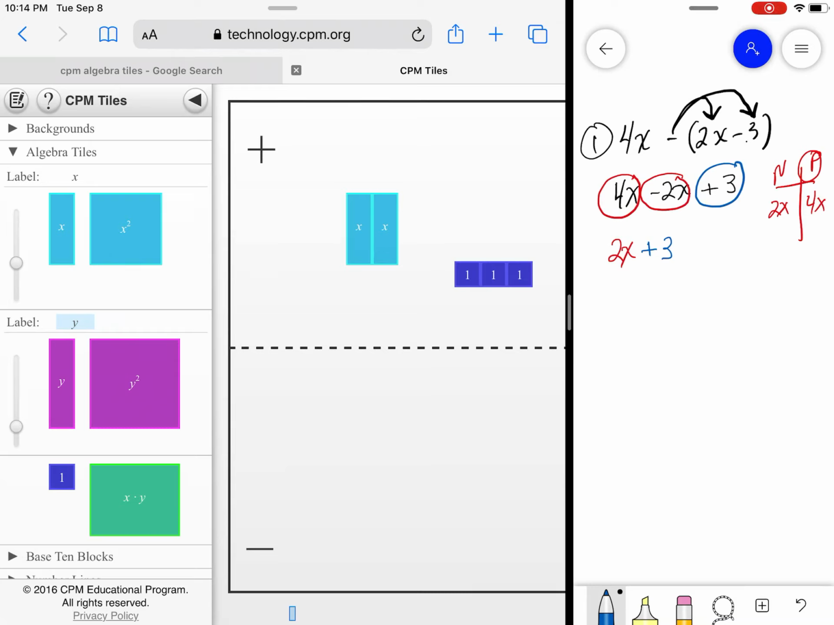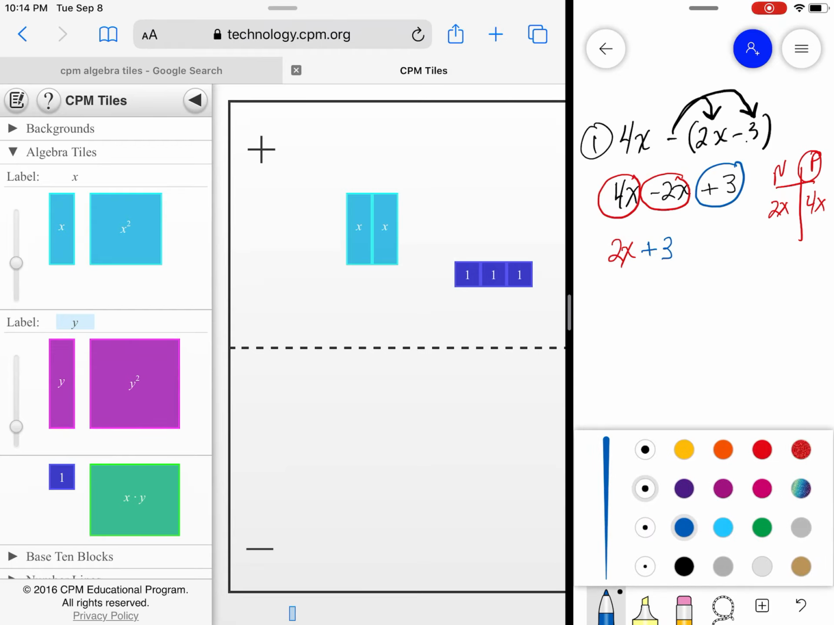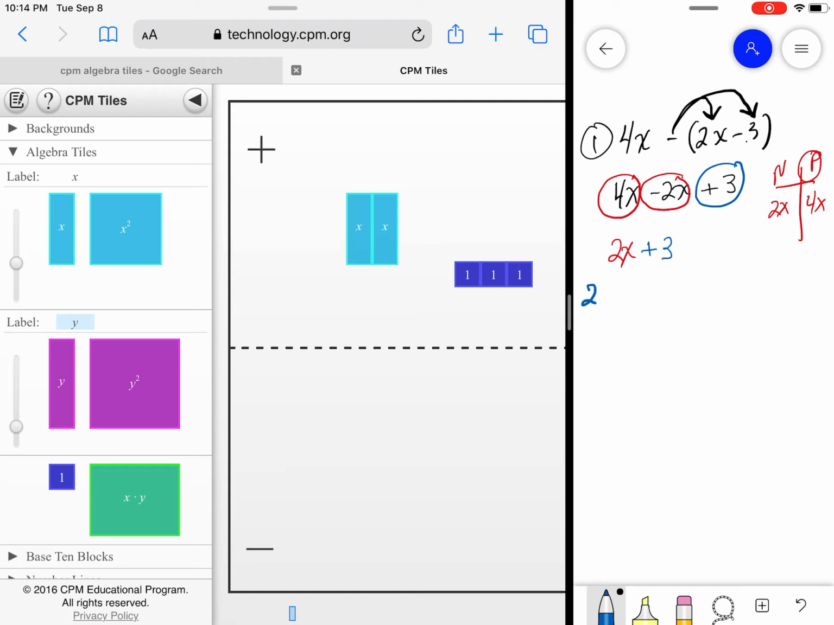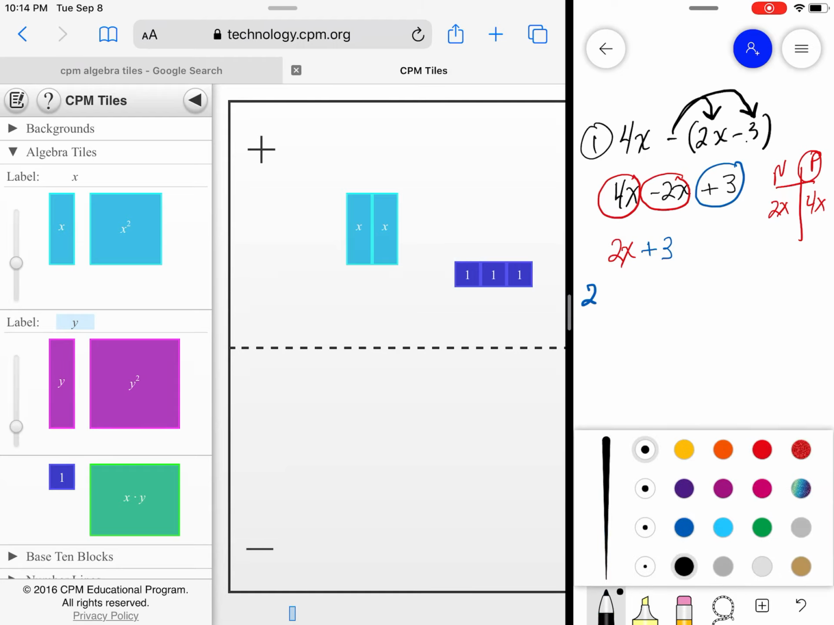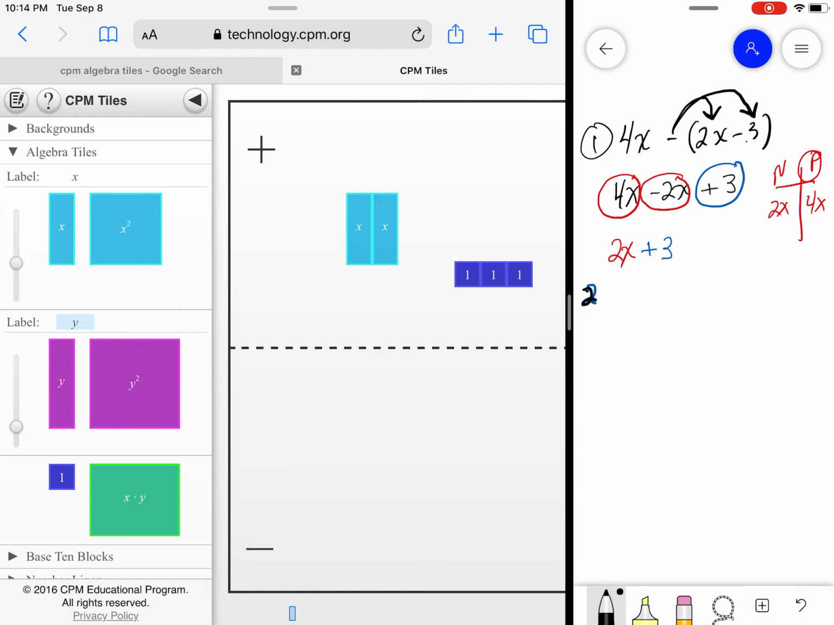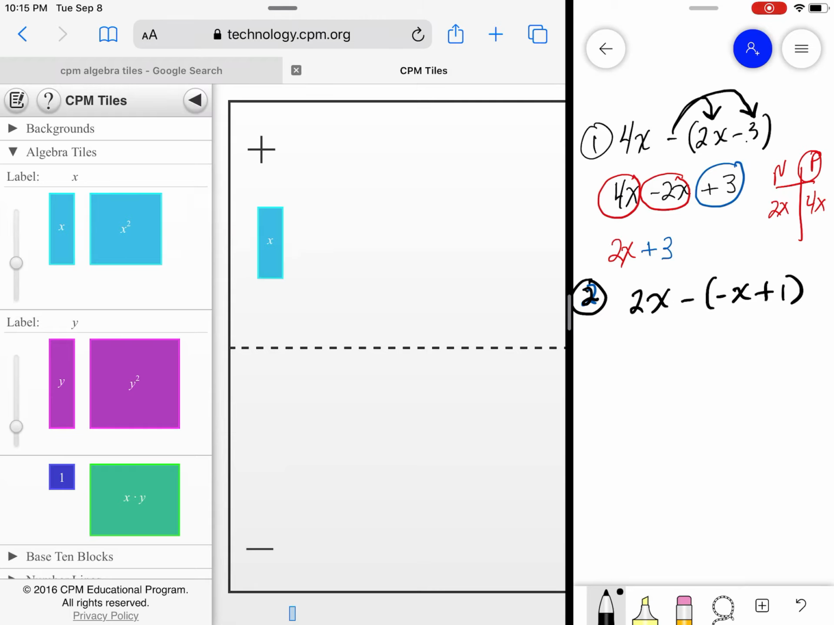Okay, let's try another one. Number 2, we have 2x minus the quantity of negative x plus 1. So let me clear my tiles. All right, so we have 2 x's. That's just going to go in the positive zone. And then, yes, we have a flip up.